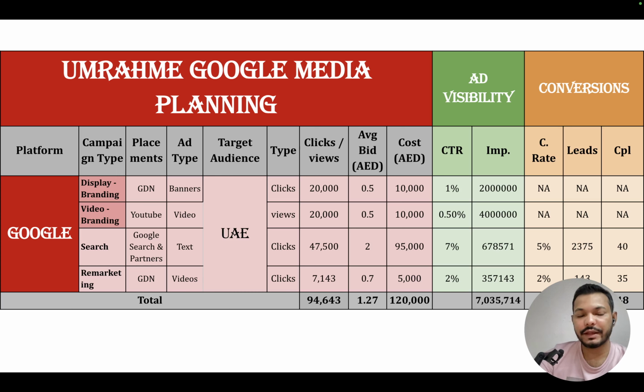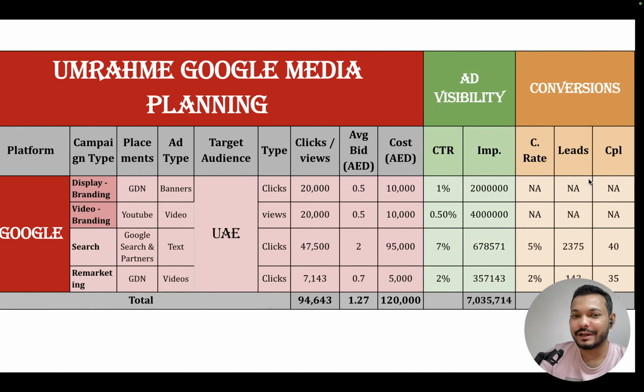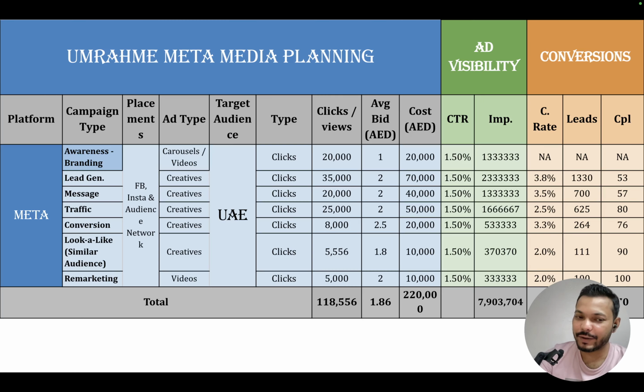For Google, we have only run 4 campaigns, out of which we only ran 2 lead generation campaigns, search and remarketing. For these 2 campaigns, we have allocated a budget of 100,000 AED. The remaining budget, 20,000 AED, goes to the branding campaigns, and that's why we don't have any leads available in the branding campaigns. Now you must be thinking how the hell I generated this media plan, or the other media plan for Meta.